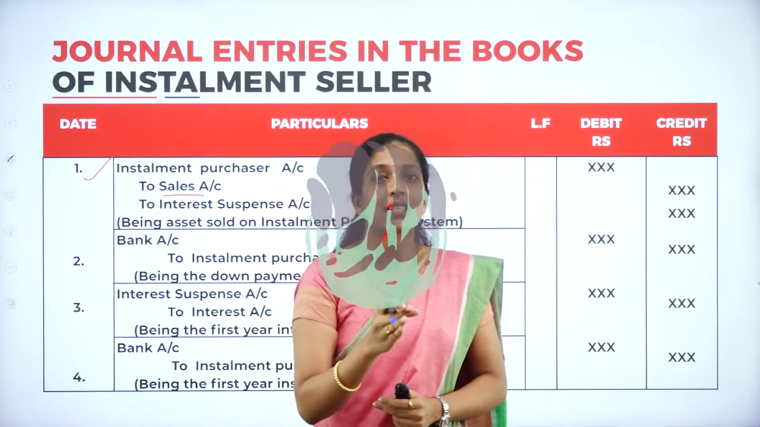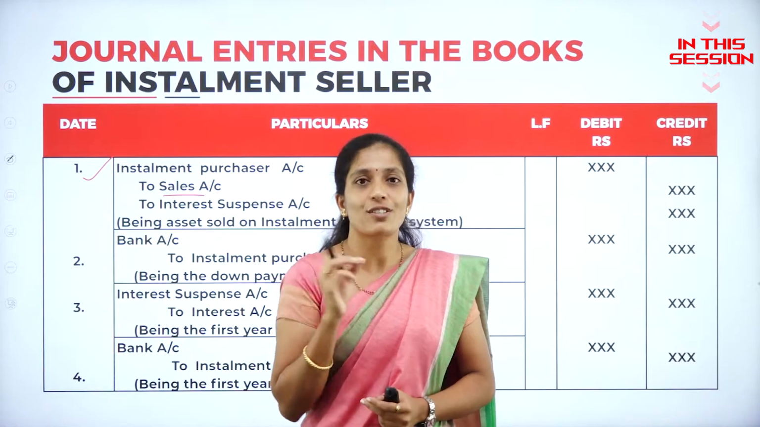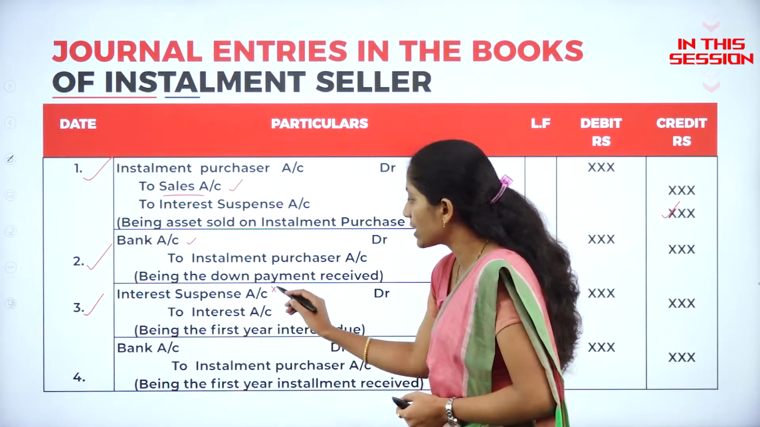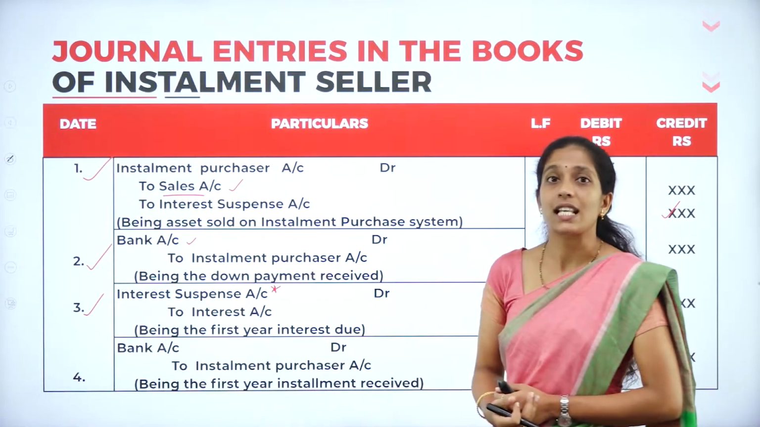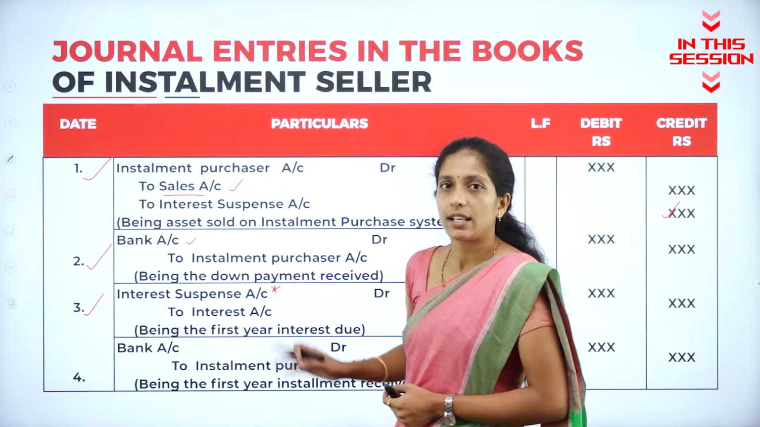Whereas in hire purchase system, till the last installment is paid, the ownership does not transfer. Whereas here, ownership transfers immediately. Only changes here, that is interest suspense account debit to interest account, that is for first year interest due.